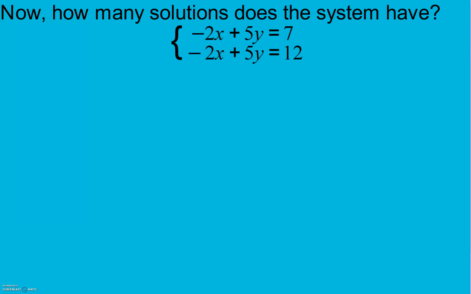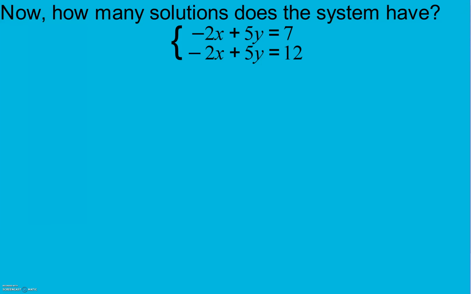Now, how many solutions does the system have? Feel free to pause here and give this a try if you'd like. If we look here, we don't have opposites. We have the exact same on each side, so we need to get them on top and bottom. So we need to get opposites.